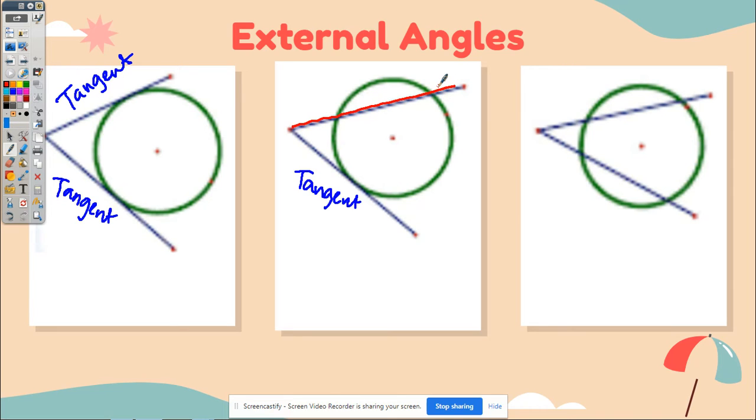Remember, a tangent only touches the circle one time. This is what is called a secant. And then if you look at the last one, it is made of a secant and a secant.